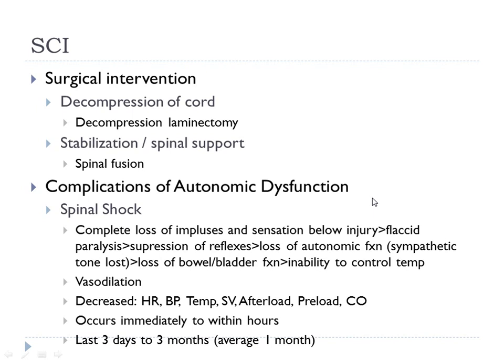Complications of a spinal cord injury. We call these complications of autonomic dysfunction. So basically, the first thing that would happen to the patient is spinal shock. Because there is loss of impulses and sensation below the injury, and there's paralysis, there are no reflexes, there's no autonomic function. So therefore, the sympathetic tone is lost. So the body is unable to cause vasoconstriction, things like that, to maintain blood pressure. It's a spinal shock.